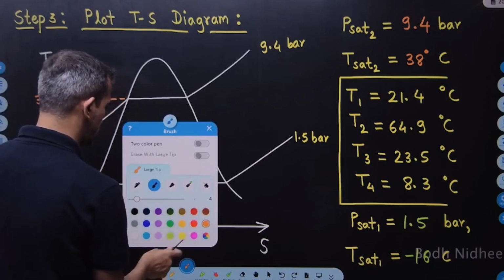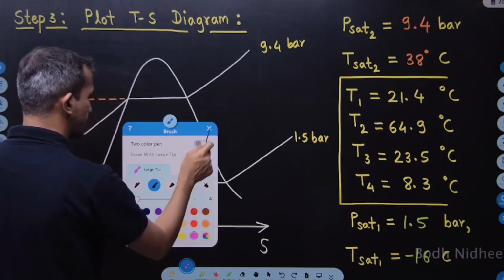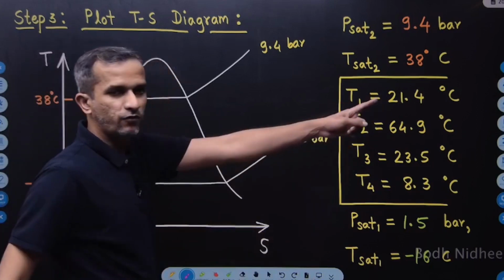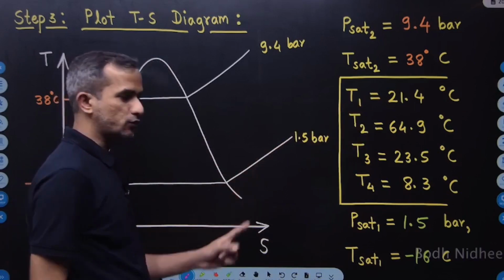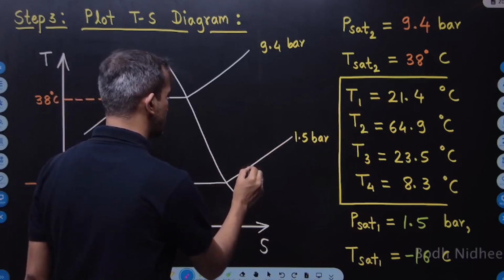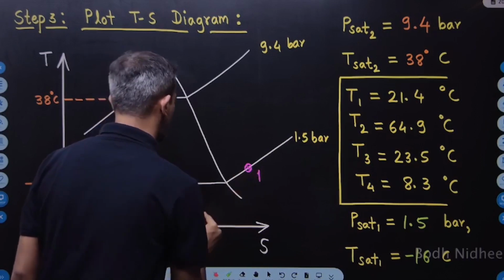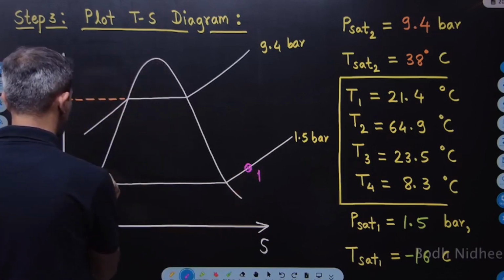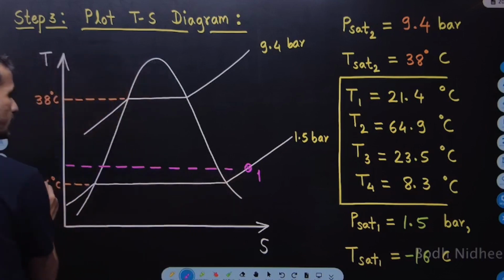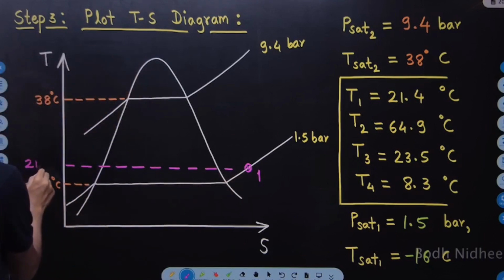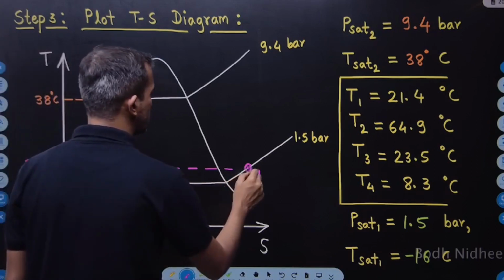For point number 1, let us observe the readings. T1 is how much? 21.4. The boiling point is minus 16, so 21 must be in the superheated zone. So 21 is somewhere here, let's say. This is point number 1 of the compressor, with temperature T1 of 21.4. Right? So from here the compressor will start.